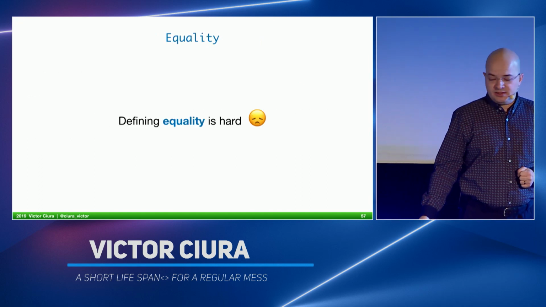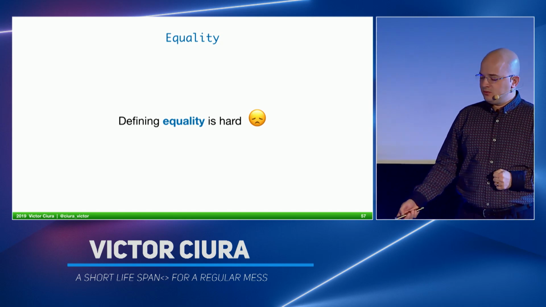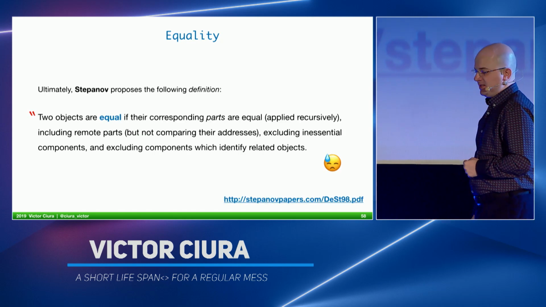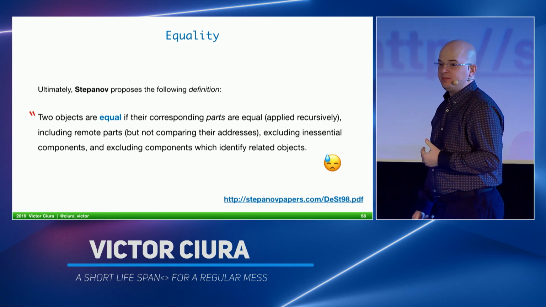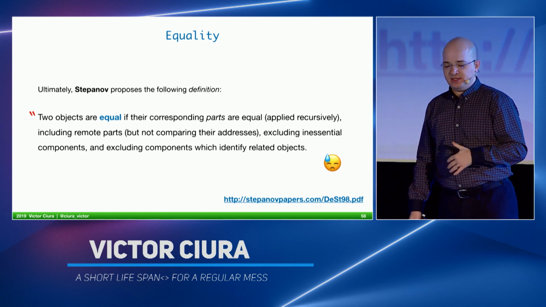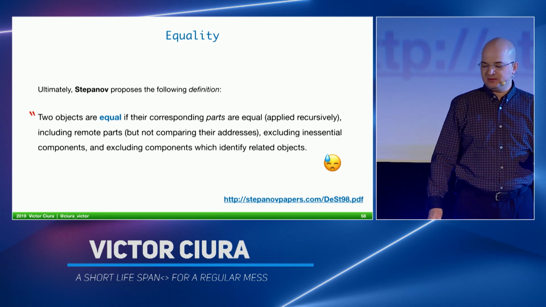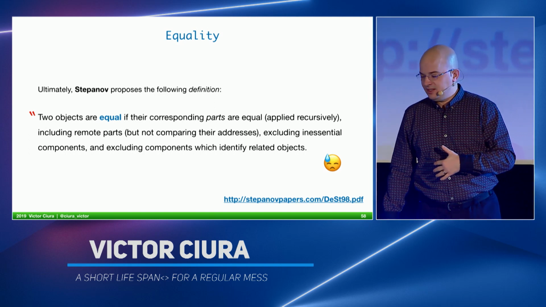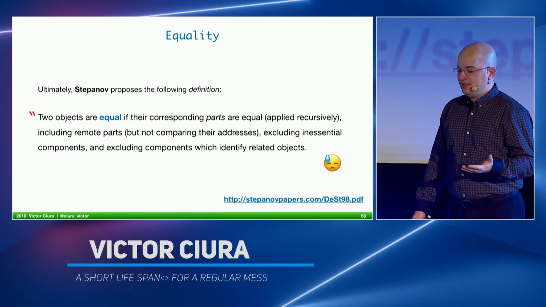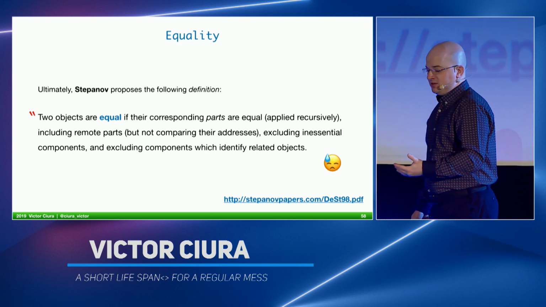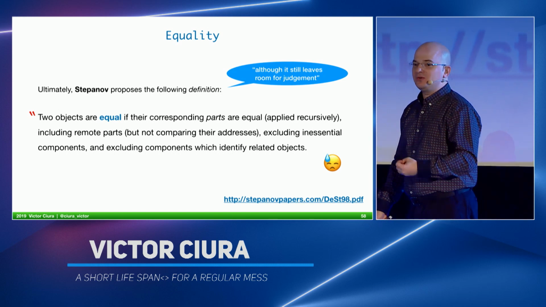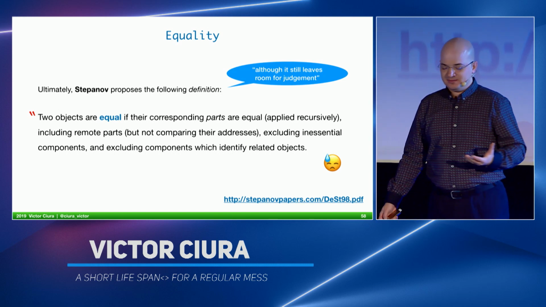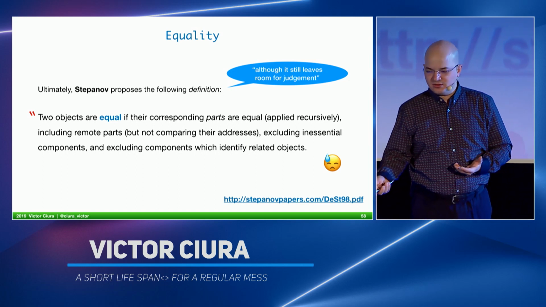Defining equality is really, really hard. Doesn't seem so, but it is. I'm going to quote Stepanov again. Two objects are equal if their corresponding parts are equal, applied recursively, including remote parts, but not comparing their addresses, excluding inessential components, and excluding components which identify related objects. Phew. And this is not a complete definition. So, weird corner cases everywhere.